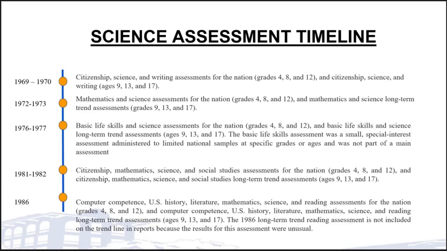NAEP is administered annually, focusing only on specific disciplines each year. For example, in the first year of its implementation, science, citizenship, and writing were the focus of the test. The following year, in 1970, the focus was on literature and reading. In 1971, it was on music and social studies. Thus, science is assessed in a cycle of approximately 3 years.